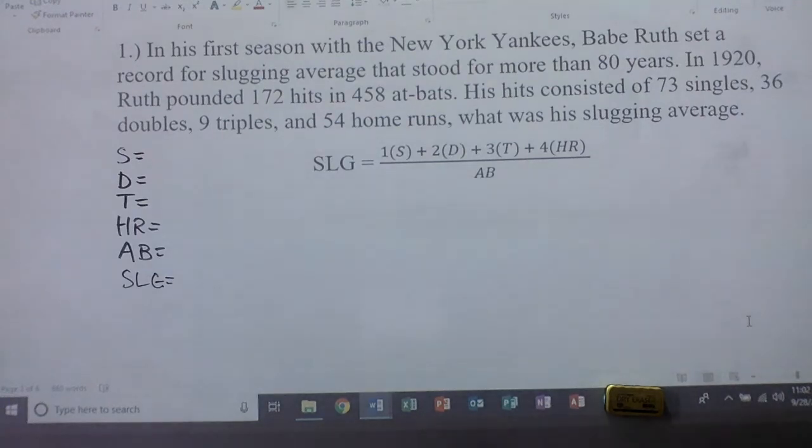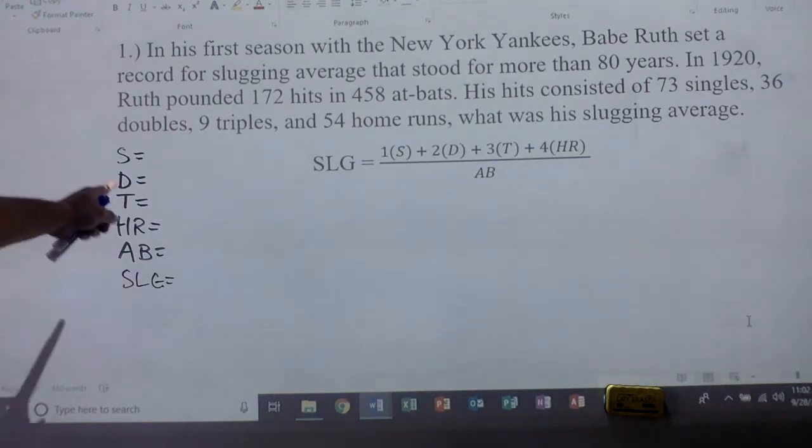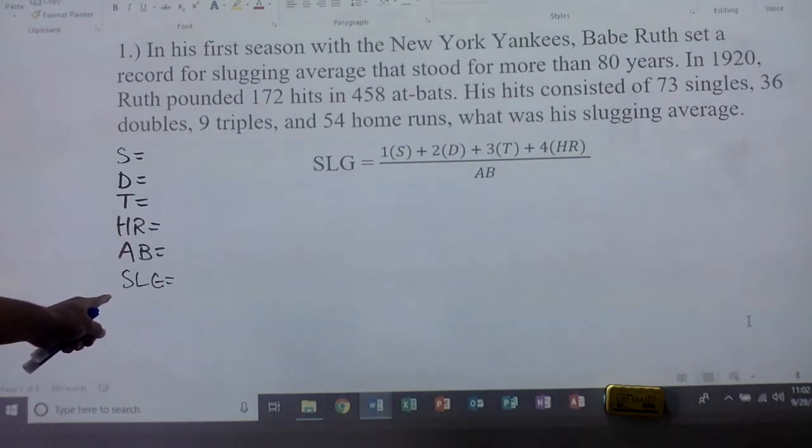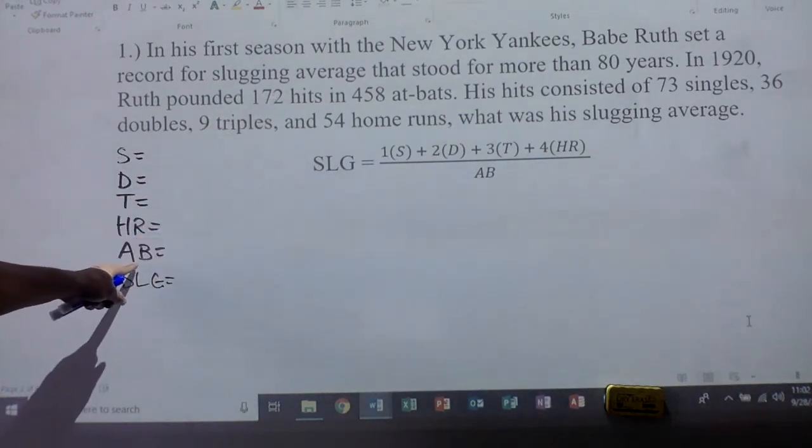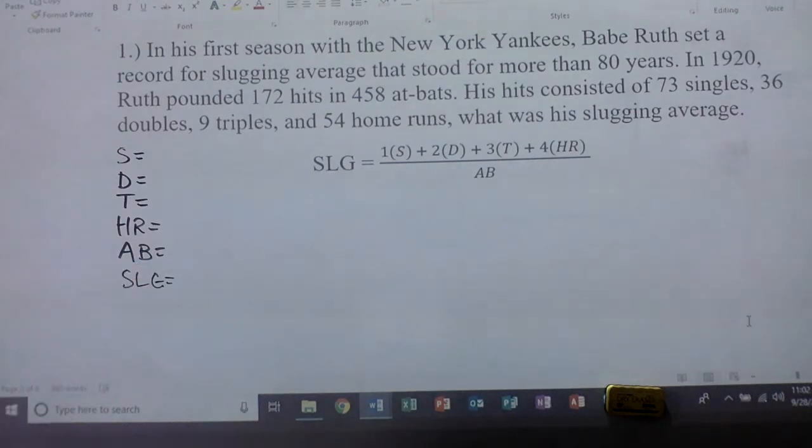Well, if you read the problem, it says in his first season with the New York Yankees, Babe Ruth set a record for slugging average that stood for 80 years. In 1920, Ruth pounded 172 hits in 458 at-bats. Notice, I have nowhere to put hits there. However, I do have at-bats. At-bats is the same thing as AB. So 458 is going to go there.